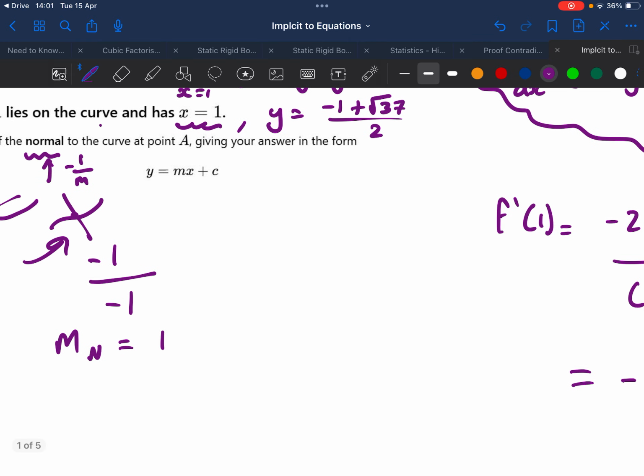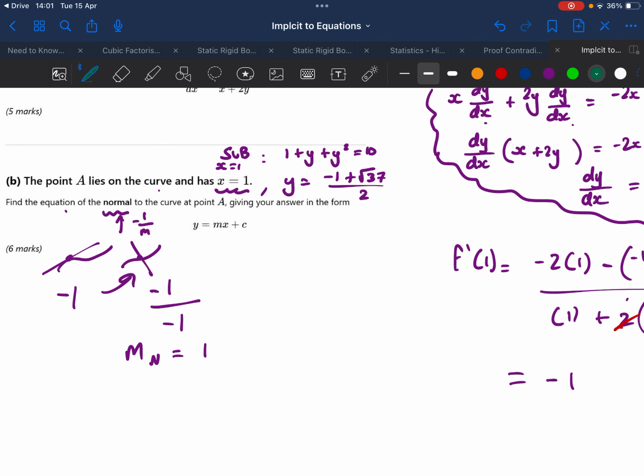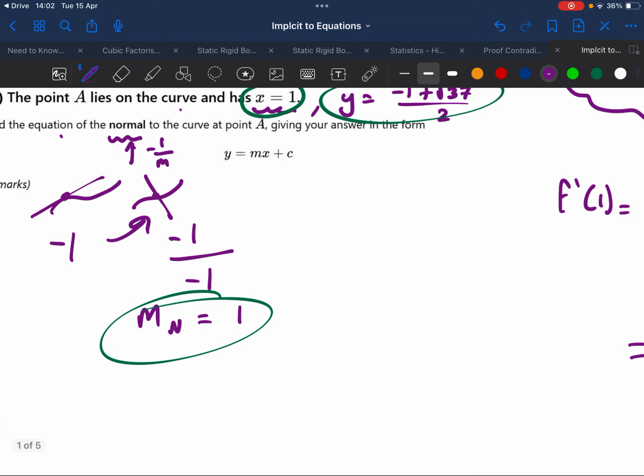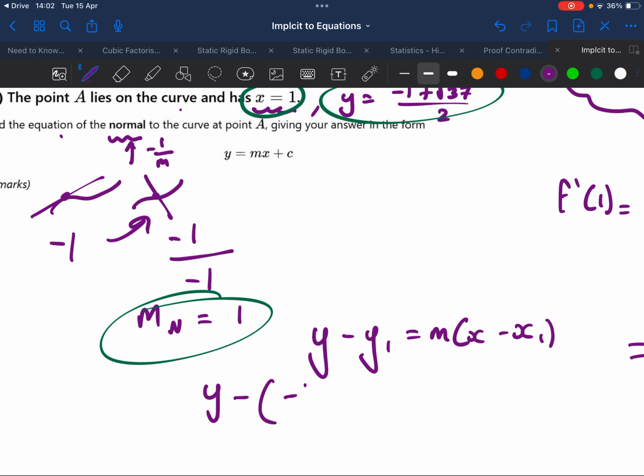So now that you know that, what do you have to do? Well, the final part is you're going to use these two parts with the gradient to make the equation of a straight line. Okay, so we could do y minus y1 equals m(x minus x1). And if we do that, we're going to have a y minus, I'm going to just leave this in a bracket, minus 1 plus root 37 over 2. This m is actually just a 1. So it's a 1 and an x minus 1.